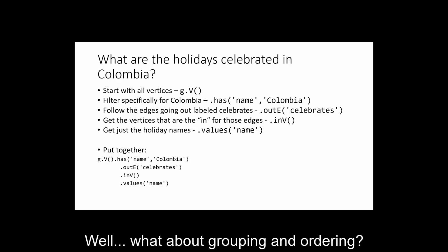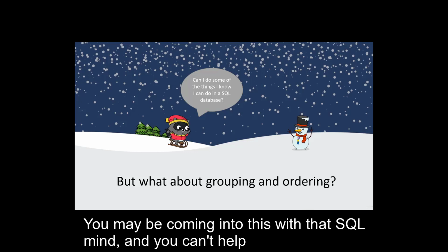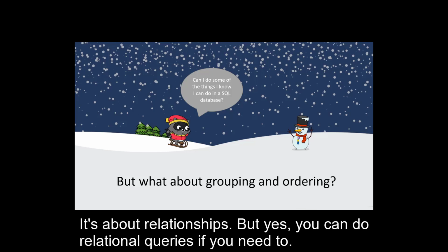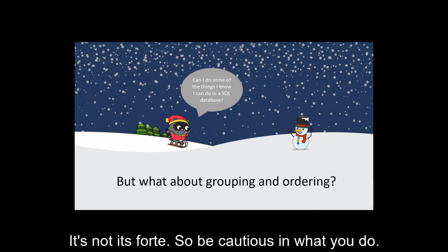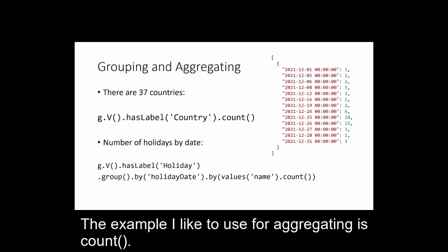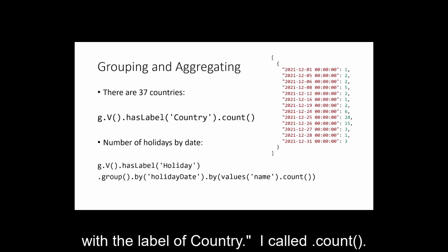Okay. But what about grouping and ordering? You may be coming into this with that SQL mind and you can't help thinking of the relational stuff. Can you do some of the relational stuff in graph databases? It's about the relationships, but yes, you can do relational queries if you need to. It's not its forte, so be cautious in what you do. For aggregating, the example I like to use is count. There are 37 countries, so I did get me all the vertices with the label of country. I called .count, and that gave me 37 as its result.